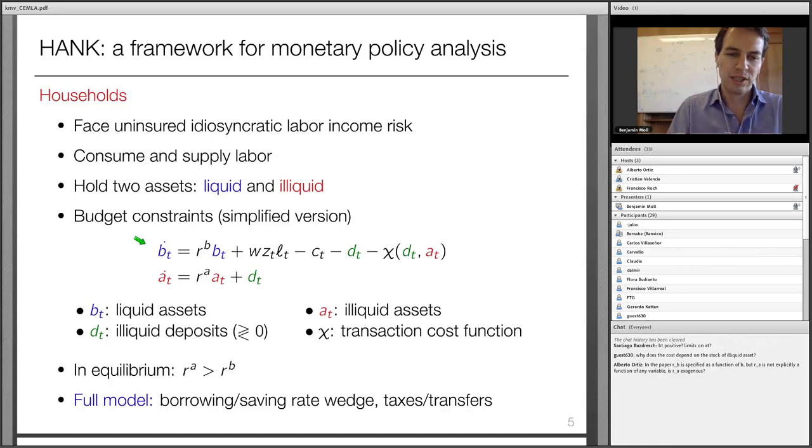This definitely is, and this is very important because otherwise you couldn't write the paper really, a general equilibrium model, in which all of RB, RA, and the wage W are determined in equilibrium. And I'll tell you how exactly in a second. Okay, so let's move on.